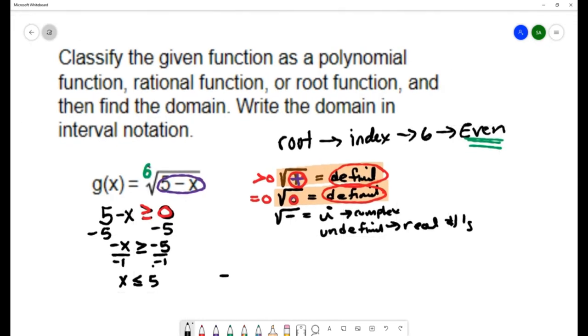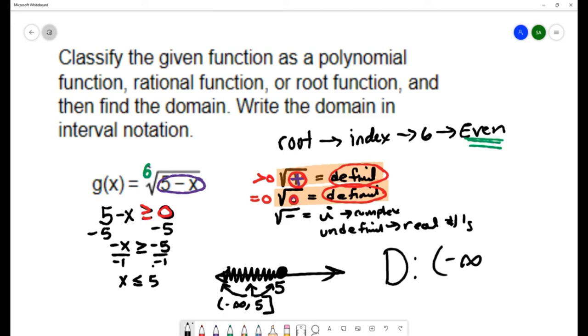I'm going to draw this on the number line. We're going to mark 5 with a filled in circle, or a closed circle. And we want to shade less than 5. Less than is on the left. And we're going to write this interval in interval notation. That's -infinity for the lower bound and 5 for the upper bound. On the 5, because this is a closed circle, we're going to include it, so we're going to use a bracket. So on this one, we get a domain of -infinity to 5 with 5 included.